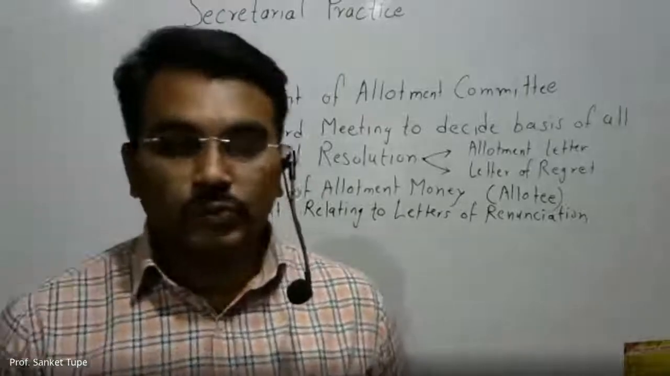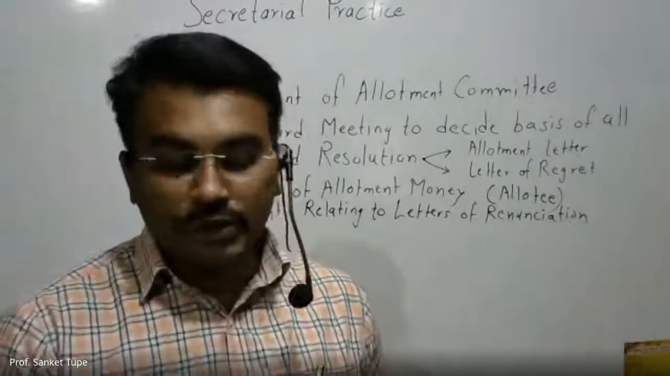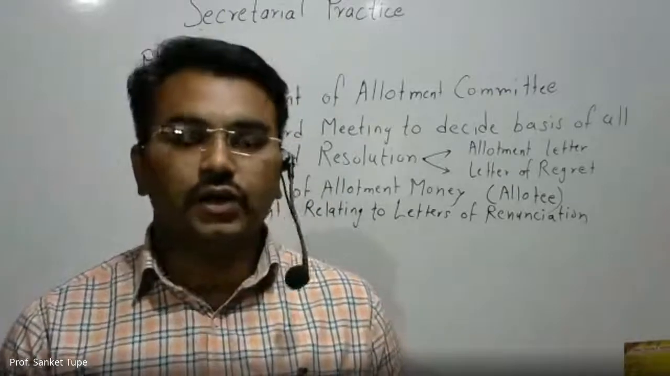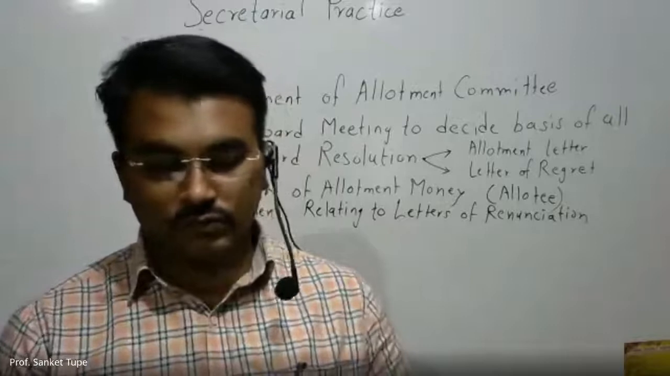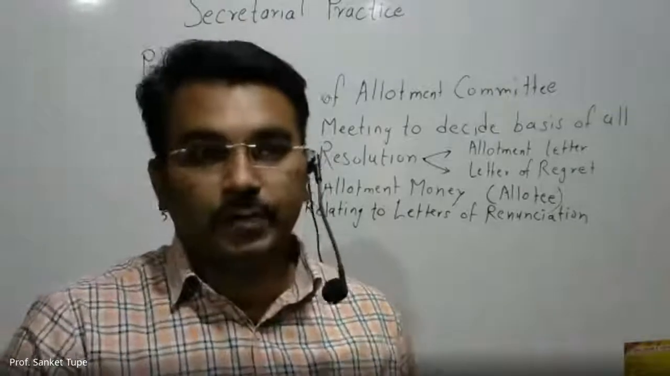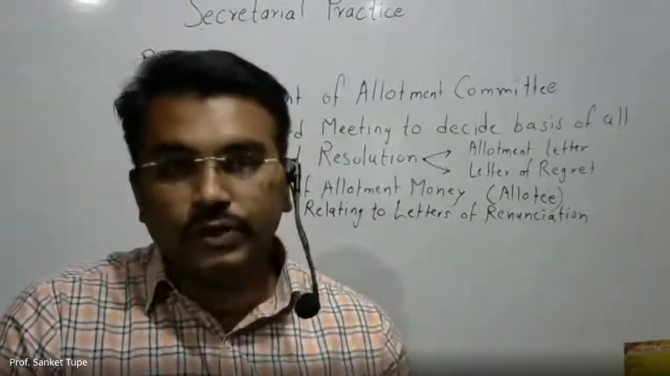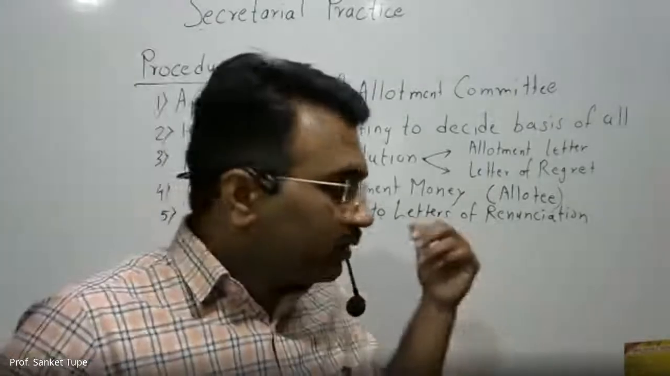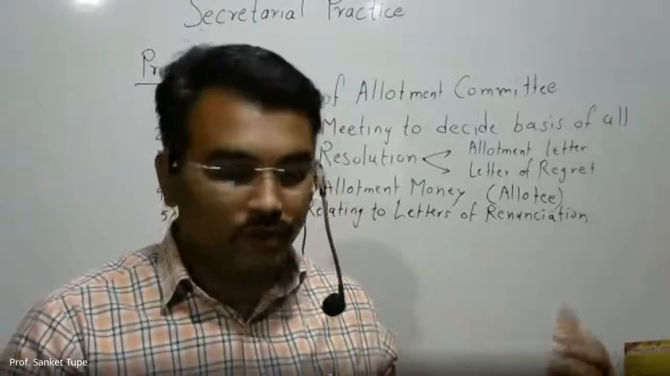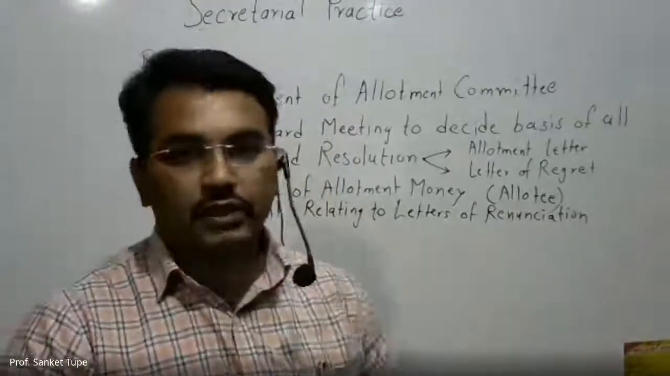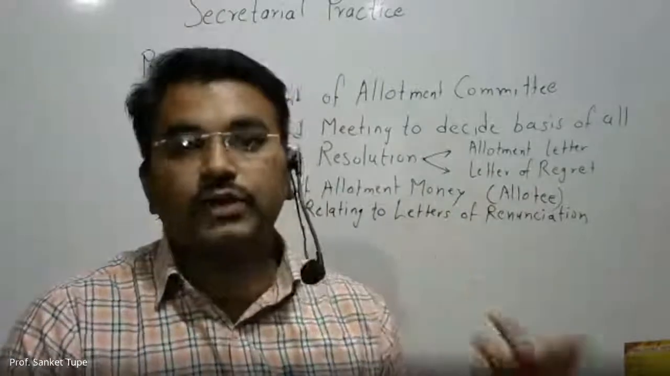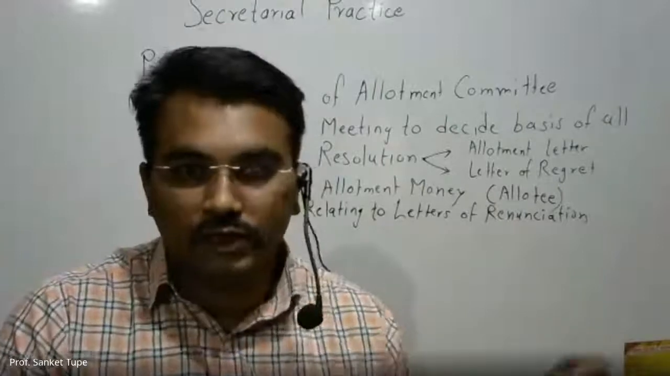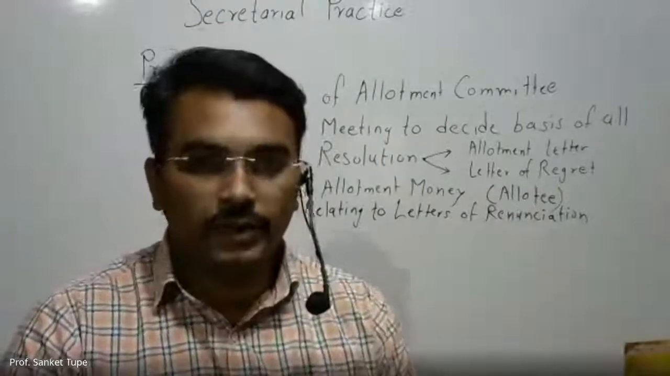So the person who has been allotted the shares, who also sent the amount of that allotment money, gives up those rights. He fulfills the form of renunciation. It is a letter of renunciation arranged by the company, but the form is sent to that particular person. He fills that form and sends it back to the company.